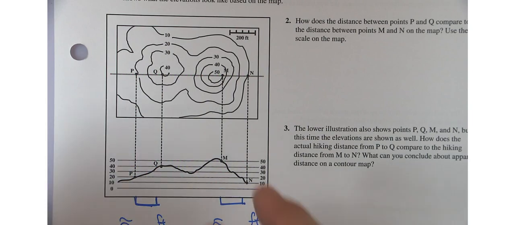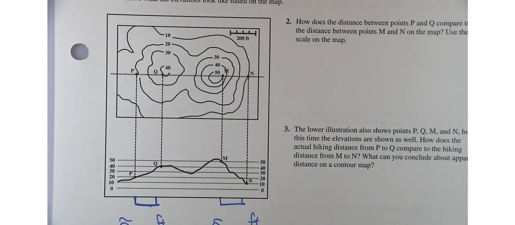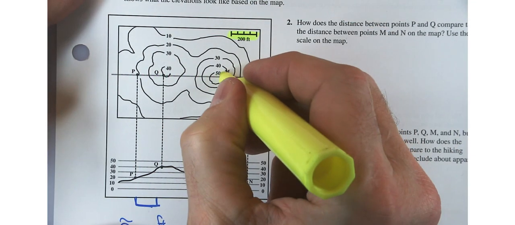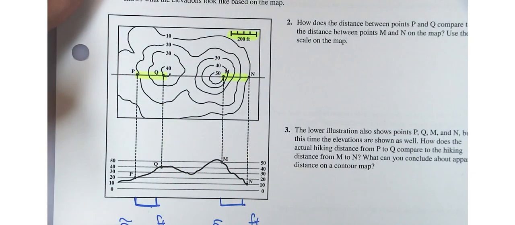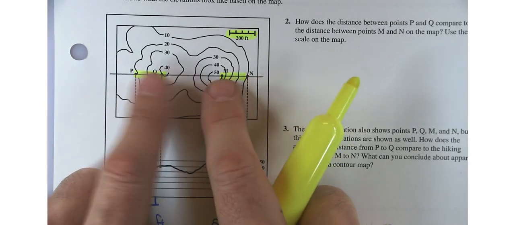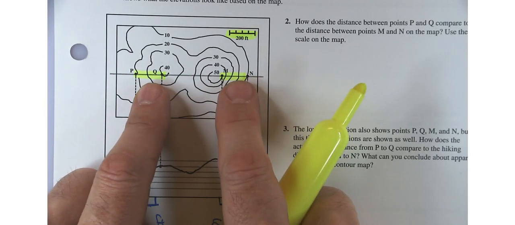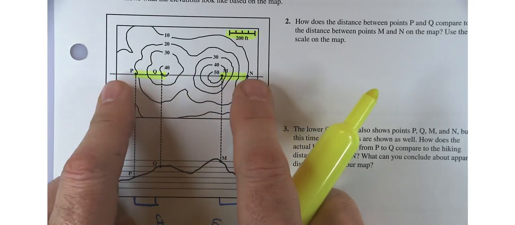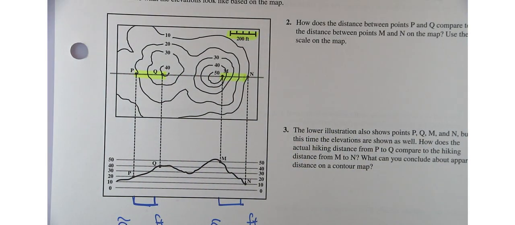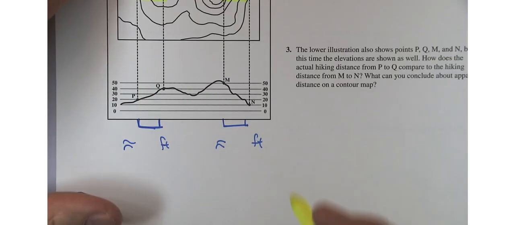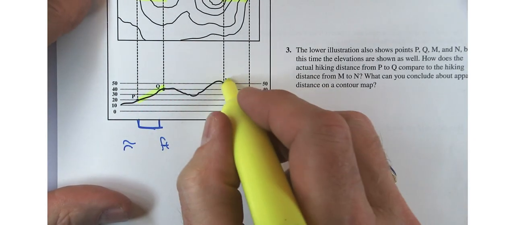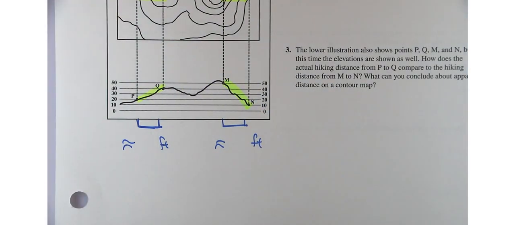Now, they give you a little scale here. So this little legend says that this distance is 200 feet. And it looks like we got about that distance here and here. So if both hikers are approaching these different summits from opposite directions, it looks like they're going about the same distance. But that's if you're looking at it from the top down. Looking at it from the side, this profile, you can see, well, wait a minute. It's actually a little different there.